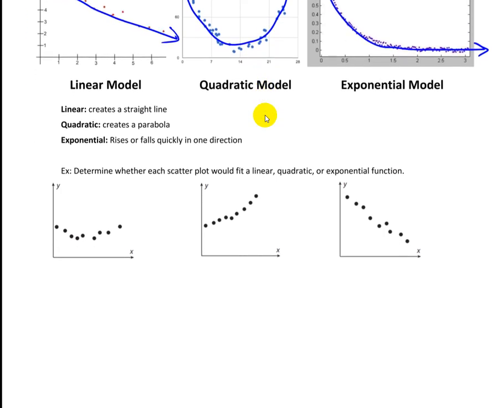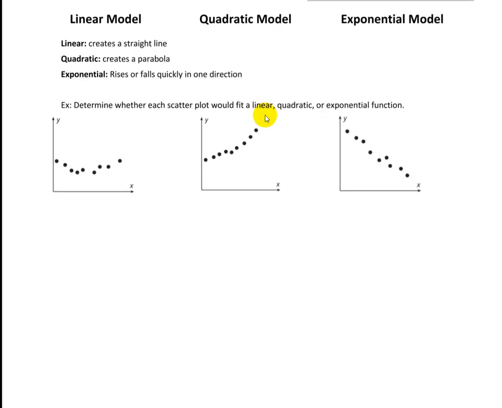Determine whether each scatter plot shown below would represent a linear, quadratic, or exponential function. Well, if I just draw this shape here, it looks like it's going to fit the shape of a parabola. So if it's the shape of a parabola, this would represent a quadratic function. Recall a quadratic function is something of the form ax squared plus bx plus c, right? So that would be a quadratic model.